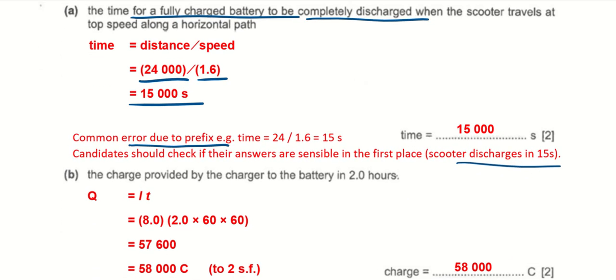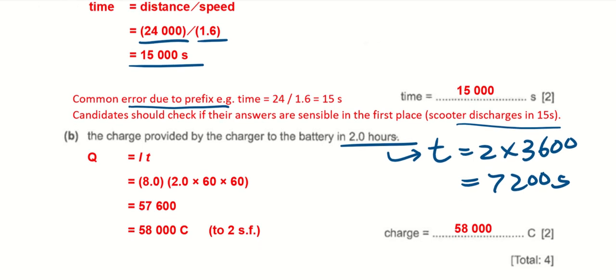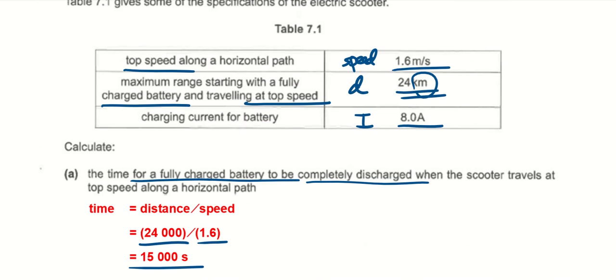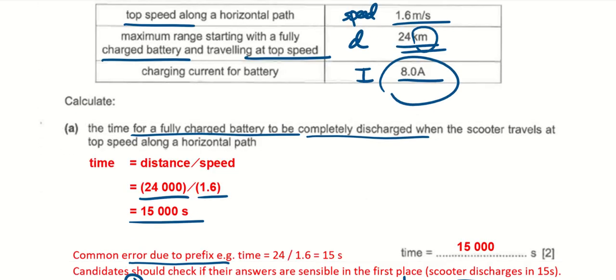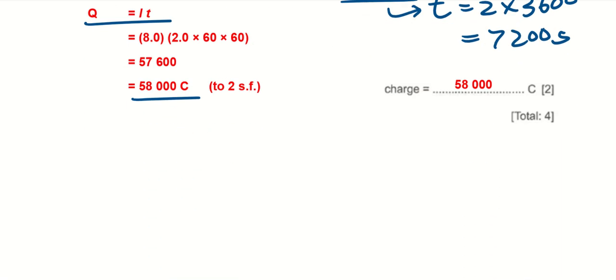this electric scooter I need to charge every 15 seconds. Now, the charge provided by the charger to the battery in 2 hours. So 2 hours again, this is my T, but it must be in seconds. So it's 7200 seconds. Then we apply this formula because charge is Q equals IT. I have my time, then I can find my charge using the current. So 8 ampere, we can just take it as it is. So 58,000. By right, this should be an easy 4 marks.